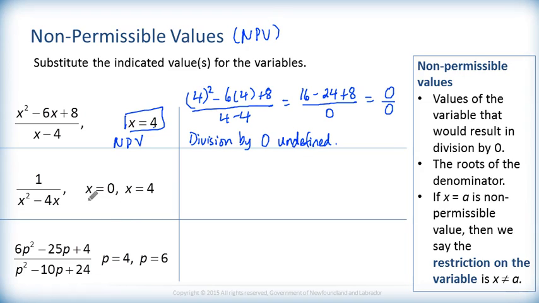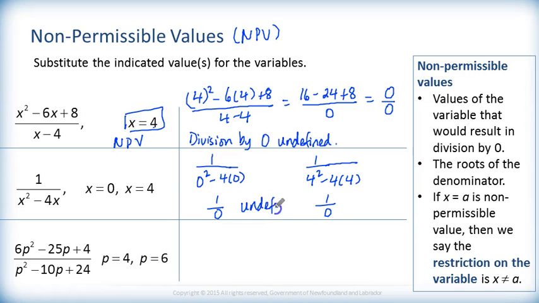And the next one, I'm told to try two possible values. So if I put in the 0, I've got 1 over 0 squared minus 4 times 0, which is 1 over 0. Well, how many zeros would it take to make 1? That's undefined. You'll never add up enough zeros to get to 1. And let's try putting in 4 for the x. We have 4 squared minus 4 times 4, which is 1 over 16 minus 16. We get 1 over 0 again. So again, division by 0 is undefined, and both x equals 0 and x equals 4 are non-permissible values.